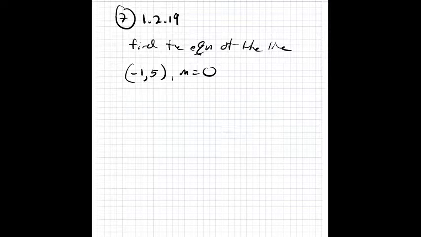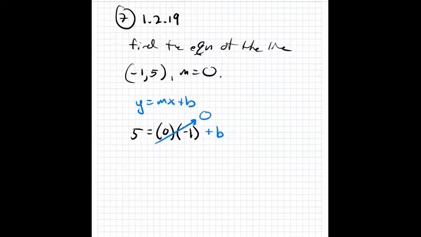All right, this is what we were given. So I'm going to just start with the slope-intercept form, y equals mx plus b. Since we have a point, our y is 5, our slope is 0, our x value is negative 1. The only thing we don't know is b. 0 times any number is 0. So then our y-intercept is 5.